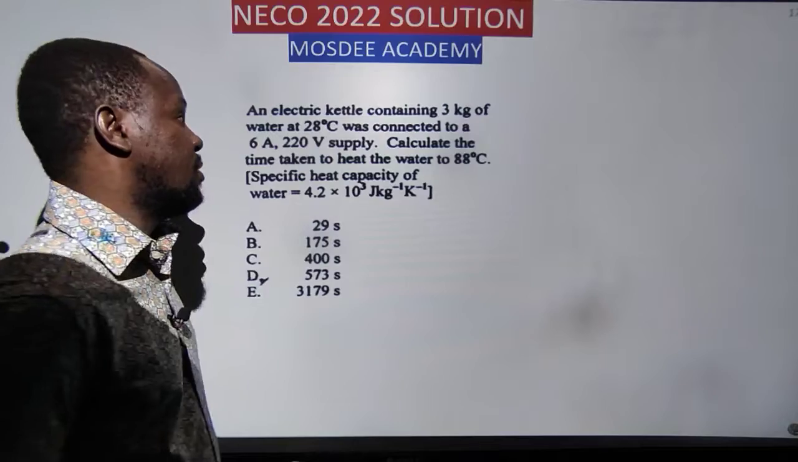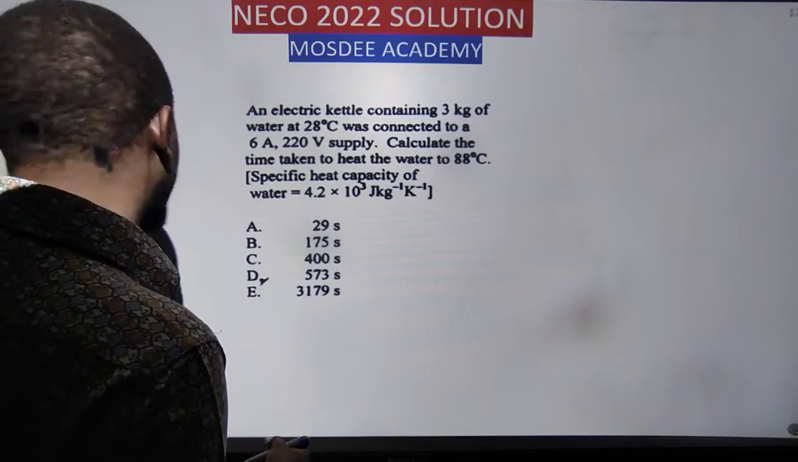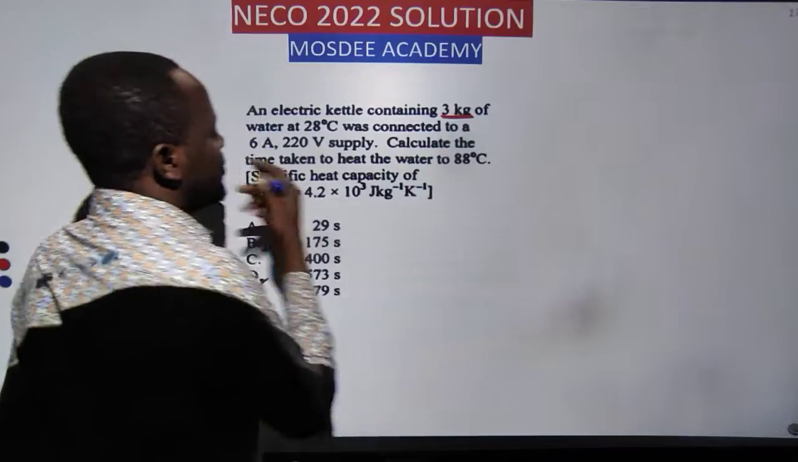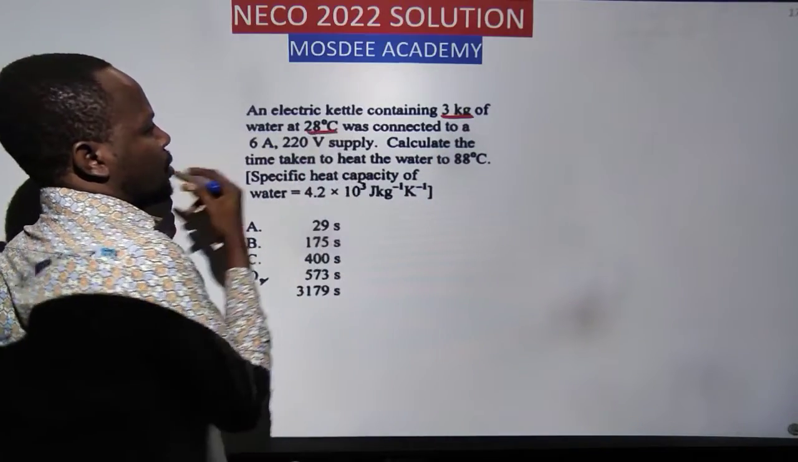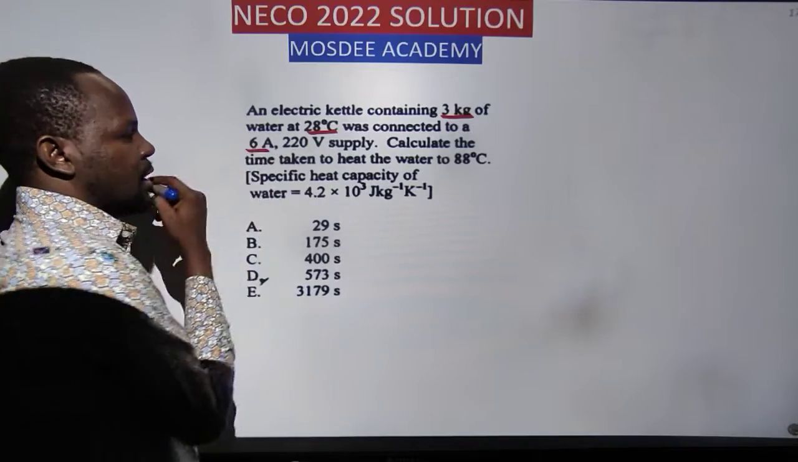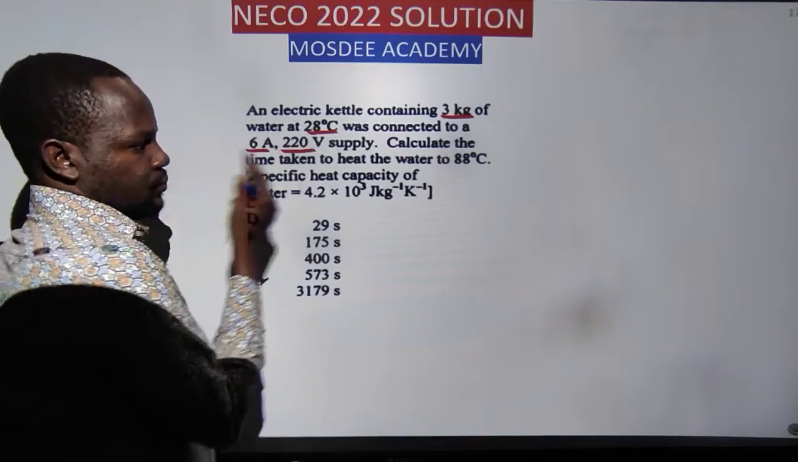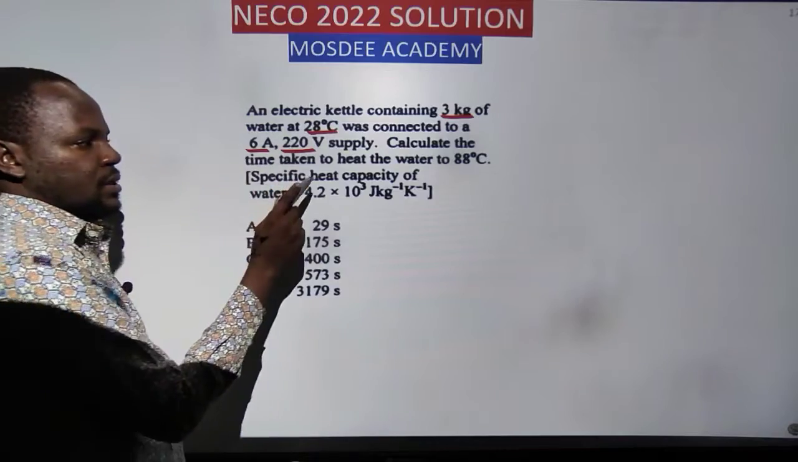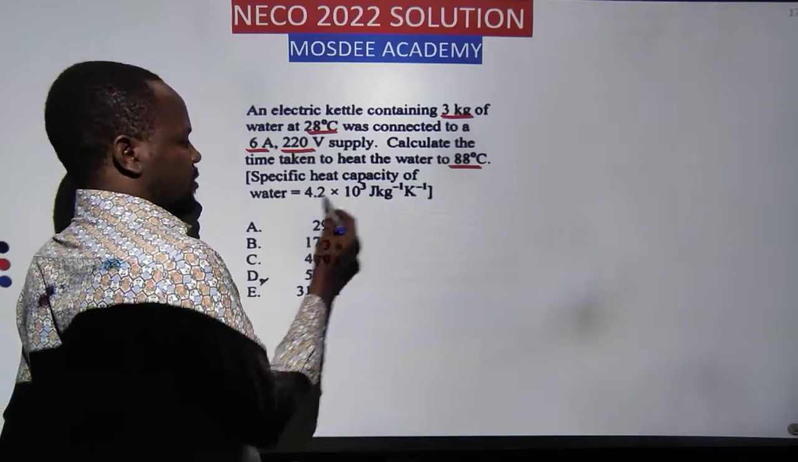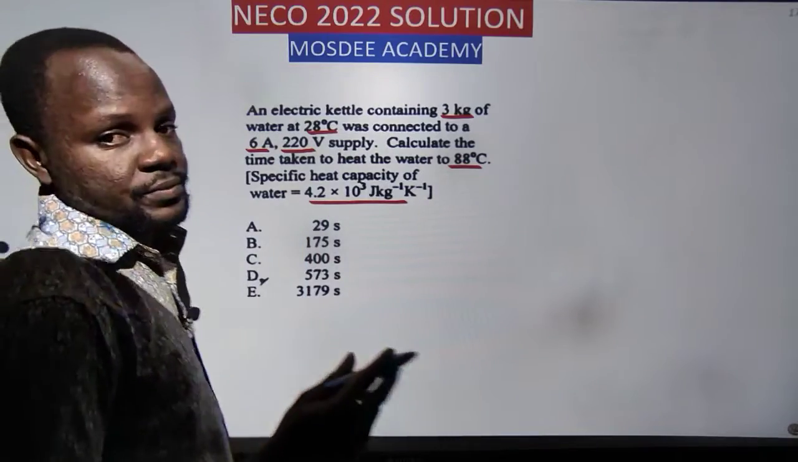Next question. I believe everybody can solve this. That's why I'm not going to explain too much on that. An electric kettle of mass 3 kg contains water at this temperature. It was connected to a 6 amps, 220 volt supply. Calculate the time taken to heat the water to 88 if these parameters are given.